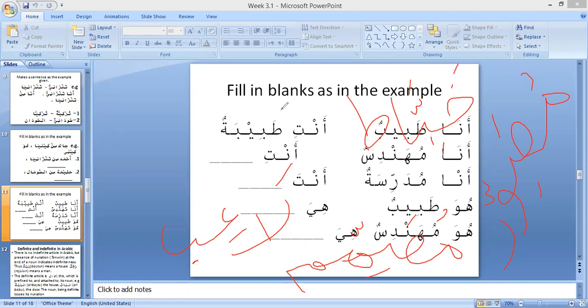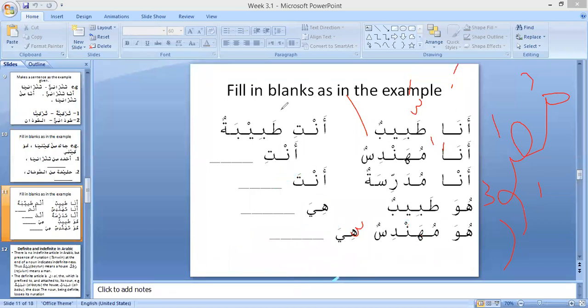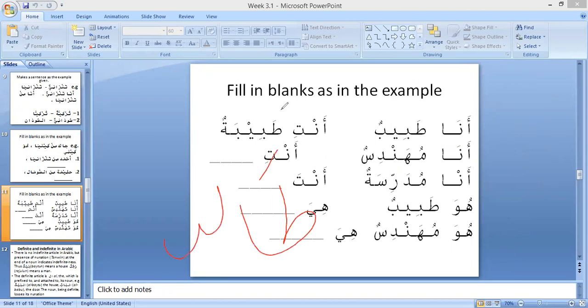So the difference is just you put the ta marbuta at the end for a singular female, and you drop that for a singular male. So any word in Arabic can be turned into either masculine or feminine, unless, of course, there are some words that cannot be either male or female, right? Talib is a male student. Talib, you say ana talib. Ana female would be what? طالبة.